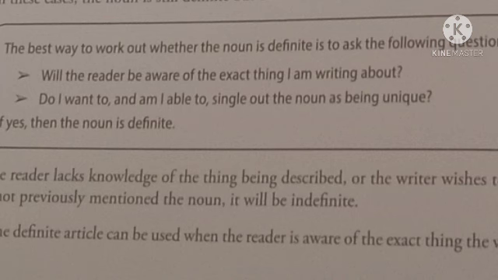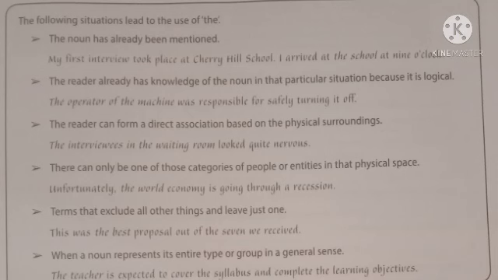So the definite article can be used when the reader is aware of the exact thing the writer is referring to. Now, the following situation leads to the use of the: the noun has already been mentioned. Look at this. My first interview took place at Cherry Hill School. I arrived at the school at 9 o'clock. Here, the school, because we are talking about a school that is already mentioned, Cherry Hill School. I arrived at the school. Here, the definite article the is used before the noun school because it has already been mentioned in the sentences.